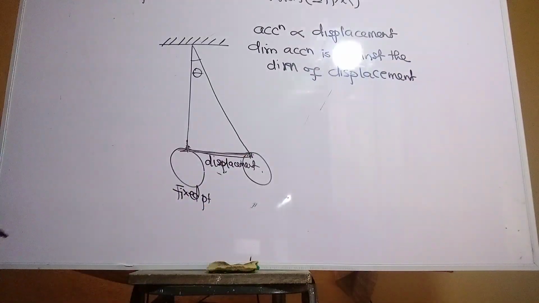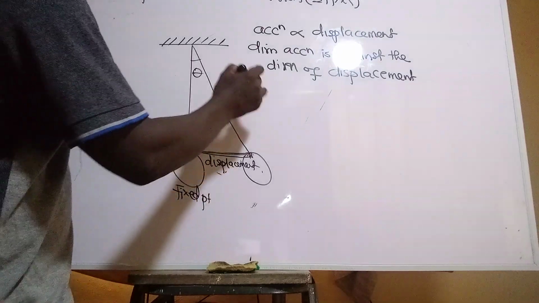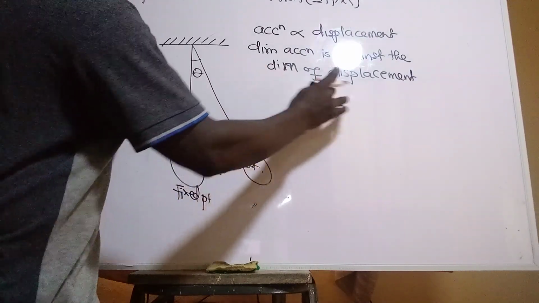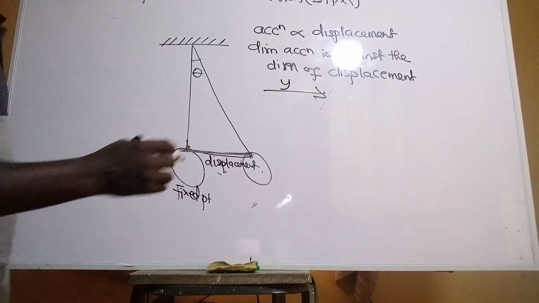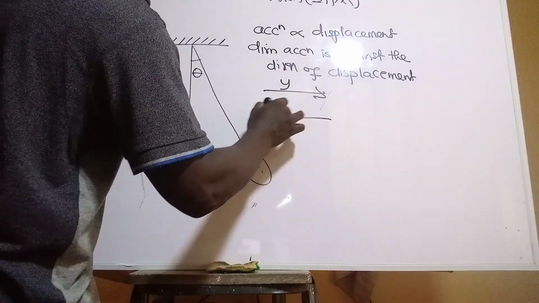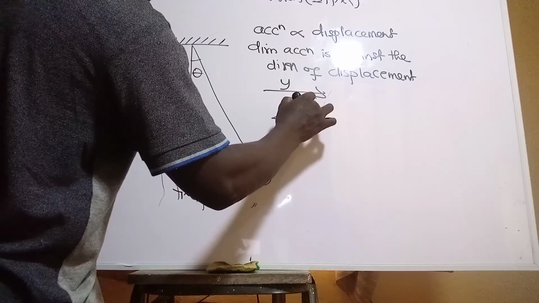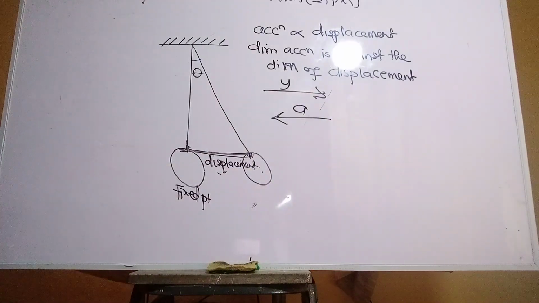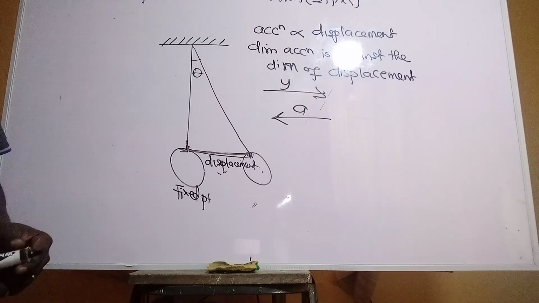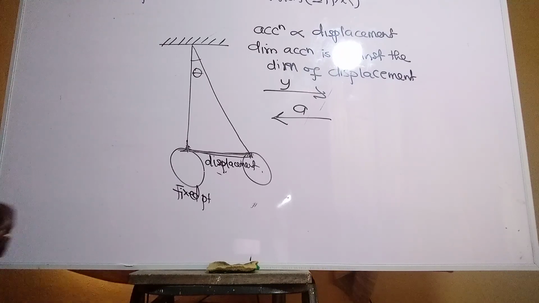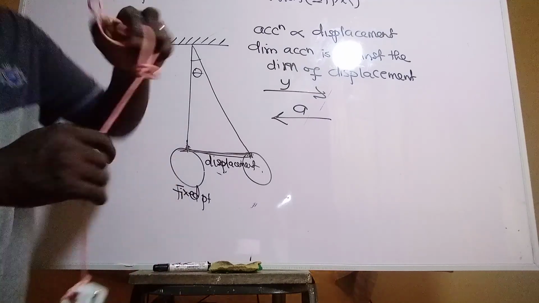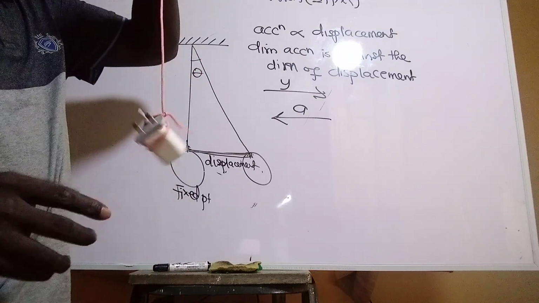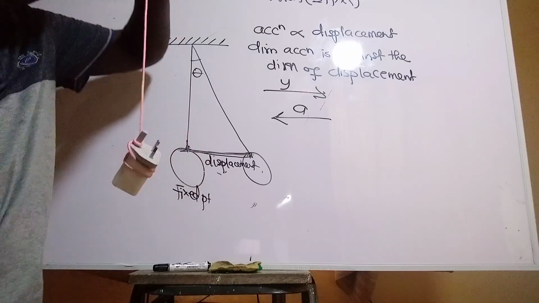So all that we are saying here is that when the direction of the displacement is in one direction, the direction of the acceleration is in the opposite direction. And these are the key features of simple harmonic motion. So I was trying to demonstrate this using the simple pendulum. Yes, this is the simple pendulum.